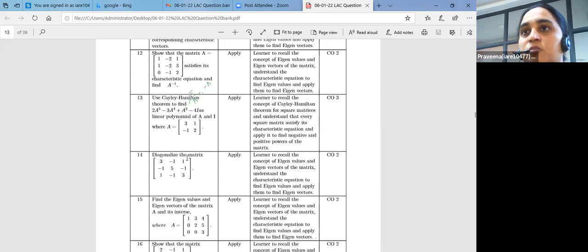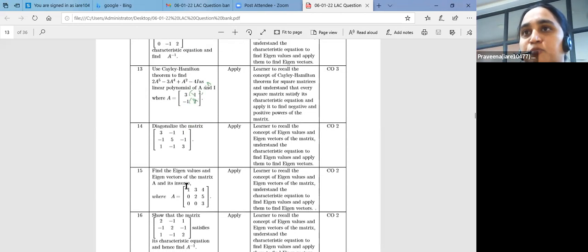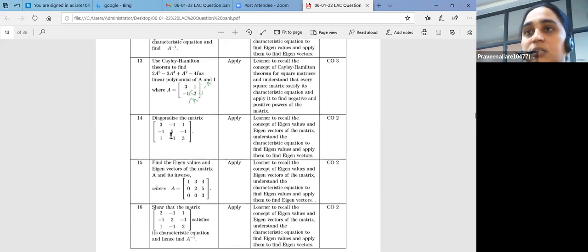It is there in your notebook. Yesterday or the day before yesterday, or before Sankranti, I explained that type of question. Clear? Reduce the polynomial as a linear. It is there in your notebook. And next, 14th question, diagonalize the matrix. Okay, it is also there.